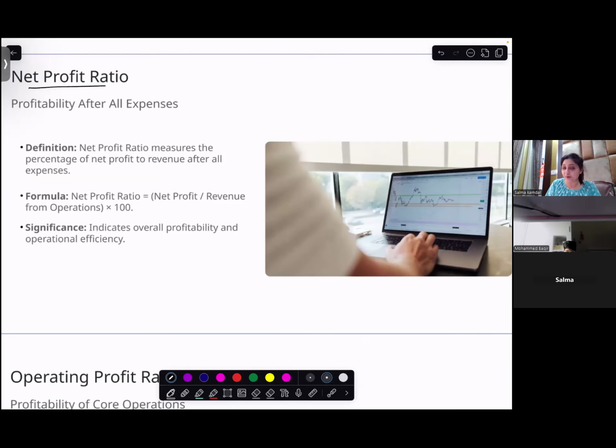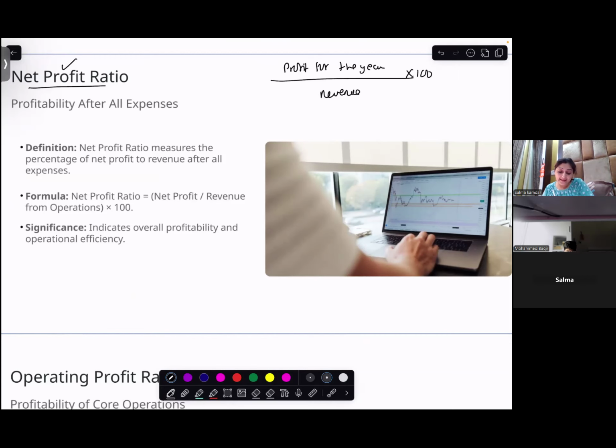Now your net profit ratio. Net profit means profit after subtracting all your expenses. So after you subtract all your expenses, the last profit that is left with you is called the net profit. That is your profit for the year. So profit for the year divided by your revenue into 100. Are you with me?